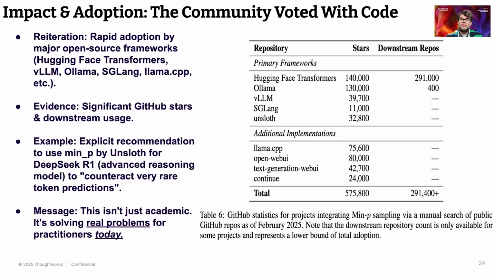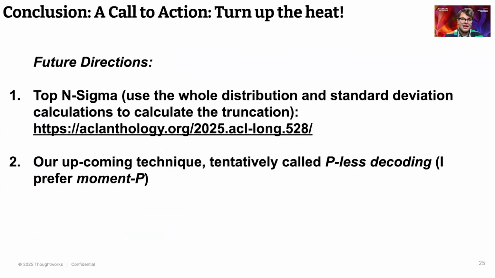And then we even saw providers like Unsloth and DeepSeek themselves explicitly recommend using min-p as the sampler for DeepSeek R1 to, in their words, prevent repetition or counteract very rare token predictions. So we know this works beyond, and knew it worked even without the science that we had to do for it.